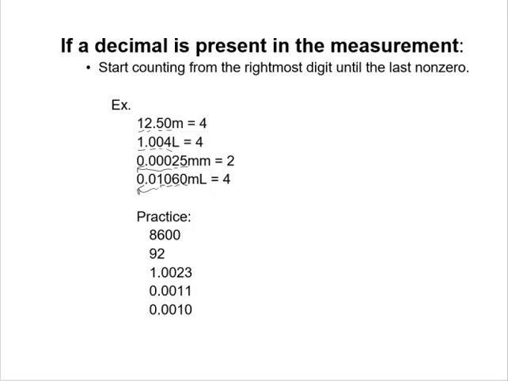So let's do some more practice. 8,600, how many do you think it would have? You can pause the video if you want to and try to figure these out on your own before you go on and get the correct answer. This one you would work left to right. The 8 would be significant, the 6 would be significant, but these 2 zeros would be insignificant. So you would have a total of 2 significant figures. The 92, both the 9 and the 2, because they are non-zero numbers, would be 2 significant figures.